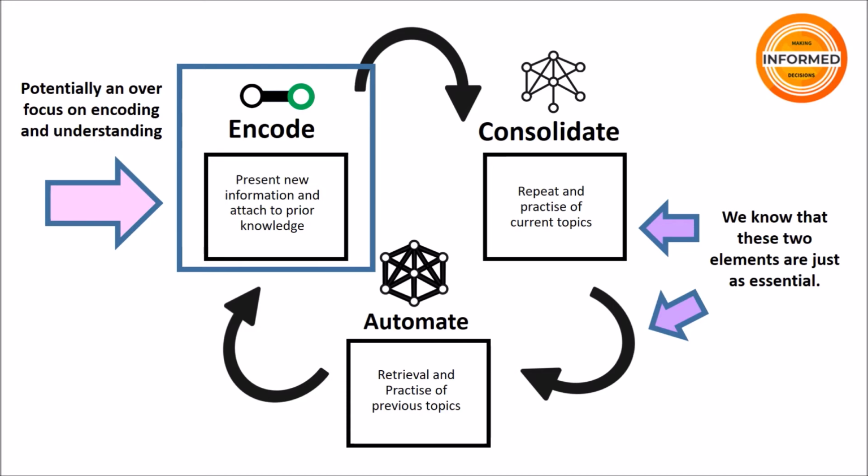Referring back to last time, Andrew talked about the 3 stages that we need to focus on: the encoding, the initial teaching, and the presenting of new information. And what we now know is that just teaching it and then moving on to the next thing and just teaching it and then moving on to the next thing is not going to build the schema. We need to spend just as much time on the consolidation and the automation stages of the learning process as we do on teaching the material in the first place.